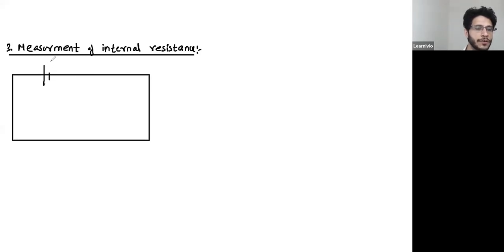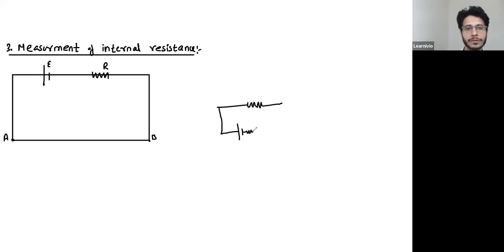This is the driving cell of EMF E. External resistance is capital R. This is your potentiometer wire AB. If you remember, this was the circuit for measuring terminal potential difference. This is external resistance capital R. This is the EMF of the cell. This is internal resistance r and this is the key K.